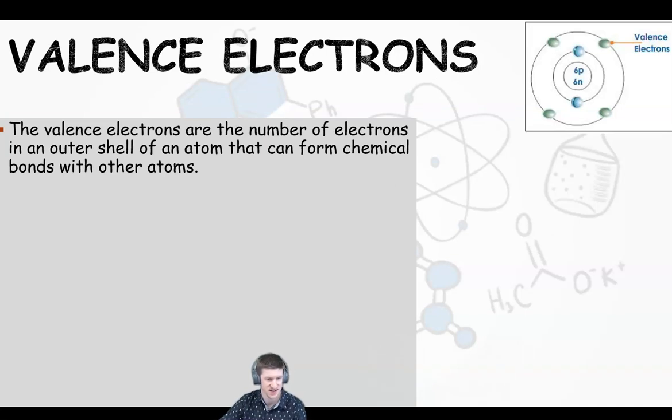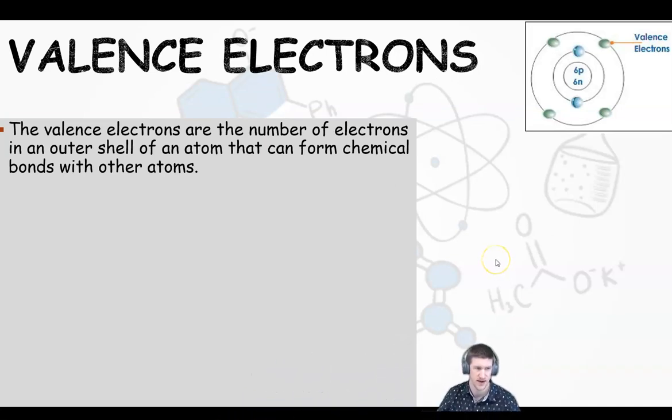The valence electrons are the number of electrons in the outer shell. We talked about this previously. These are the ones that form the bonds. It's all about the outer shells. It's not possible to steal an electron from an inner shell. It's only possible to steal it from the outer shell.